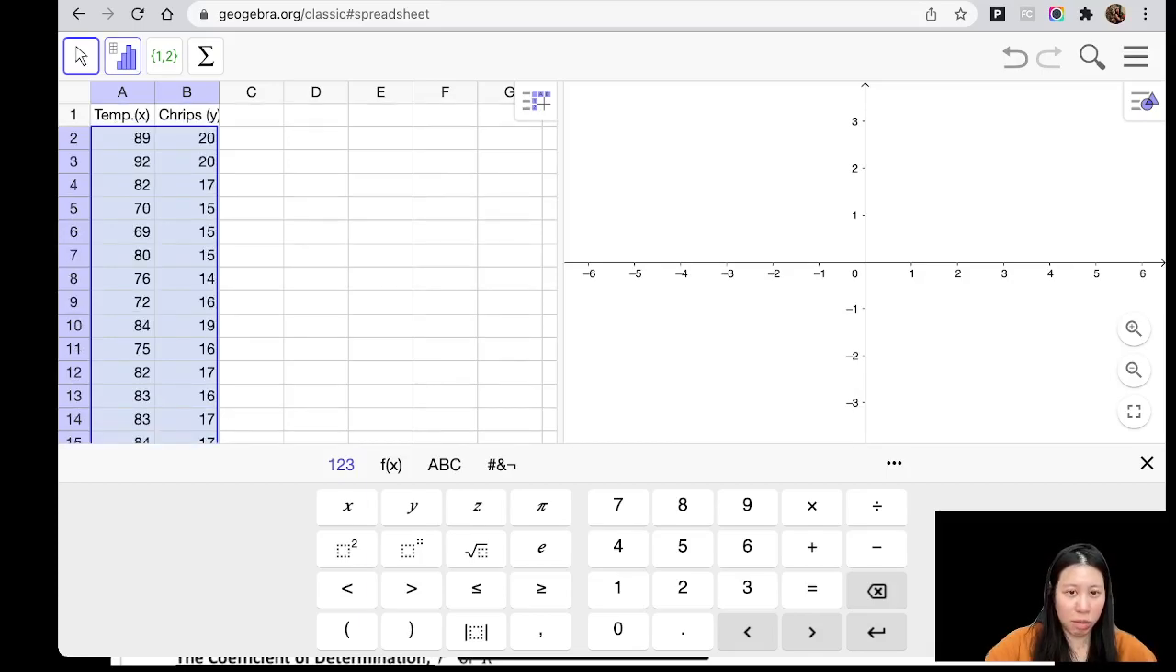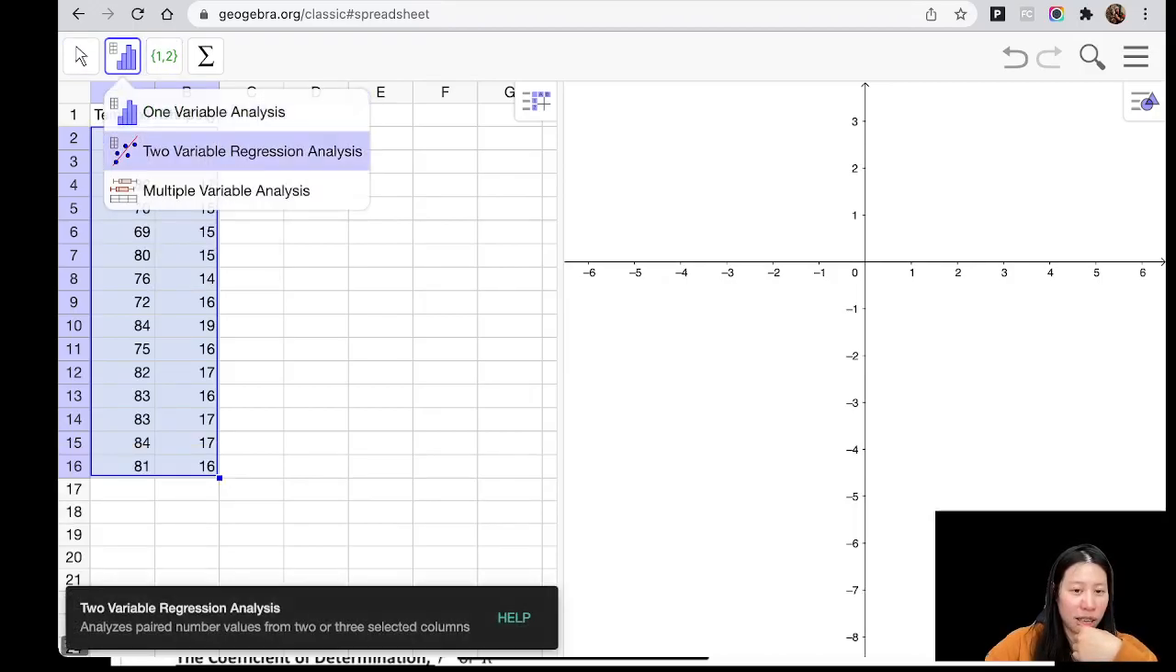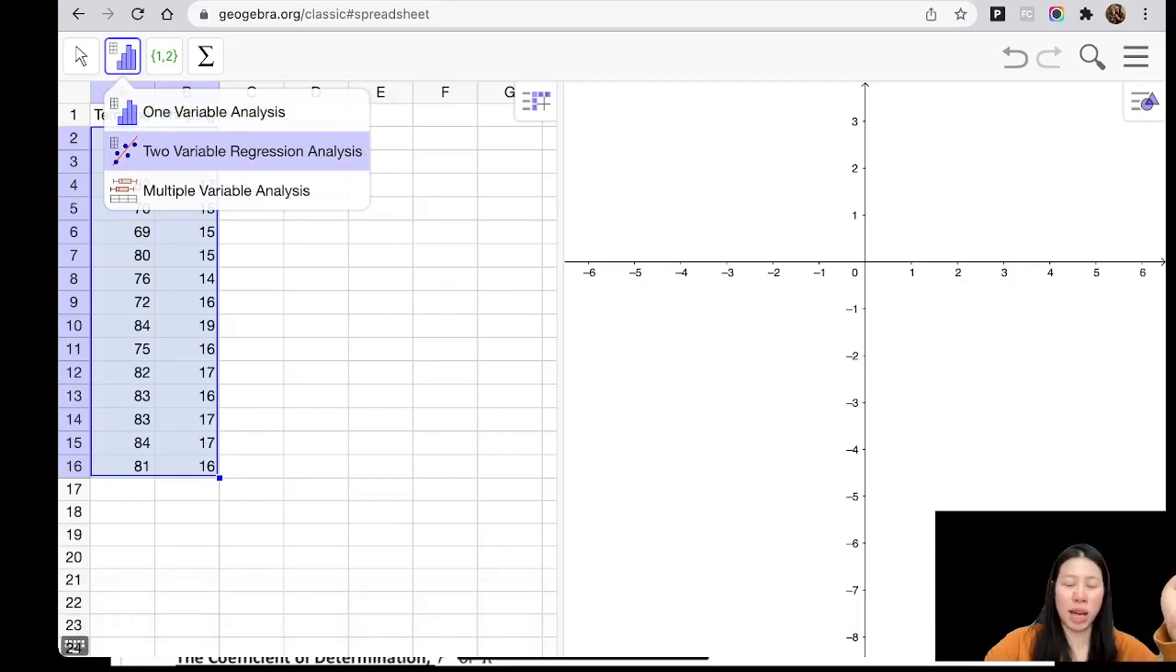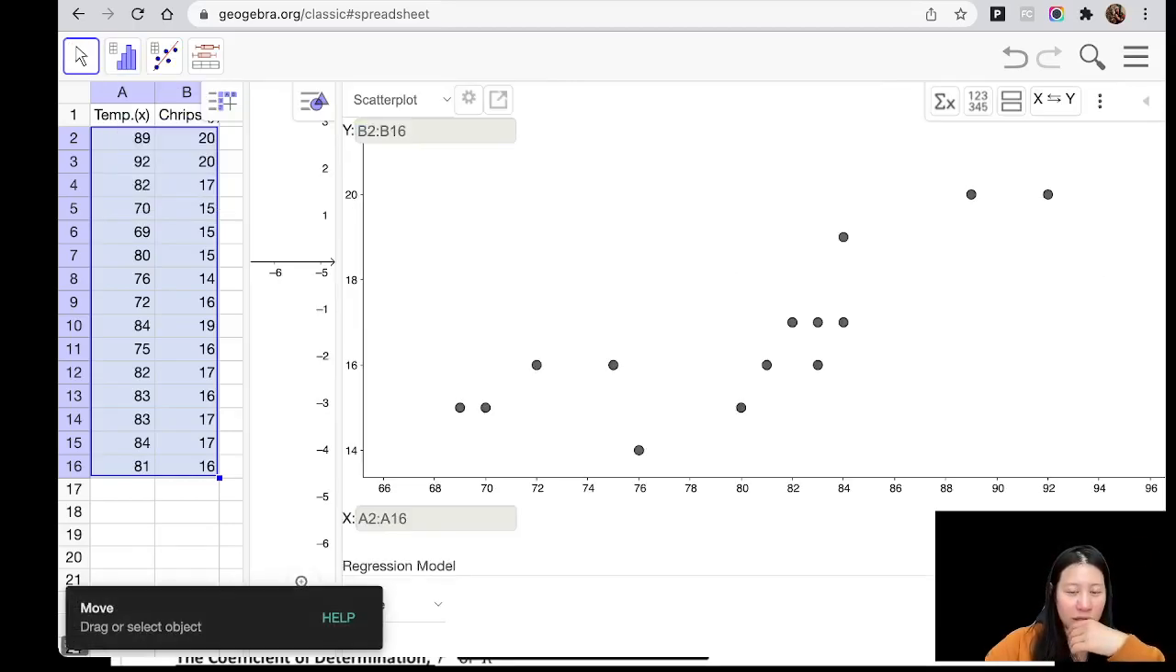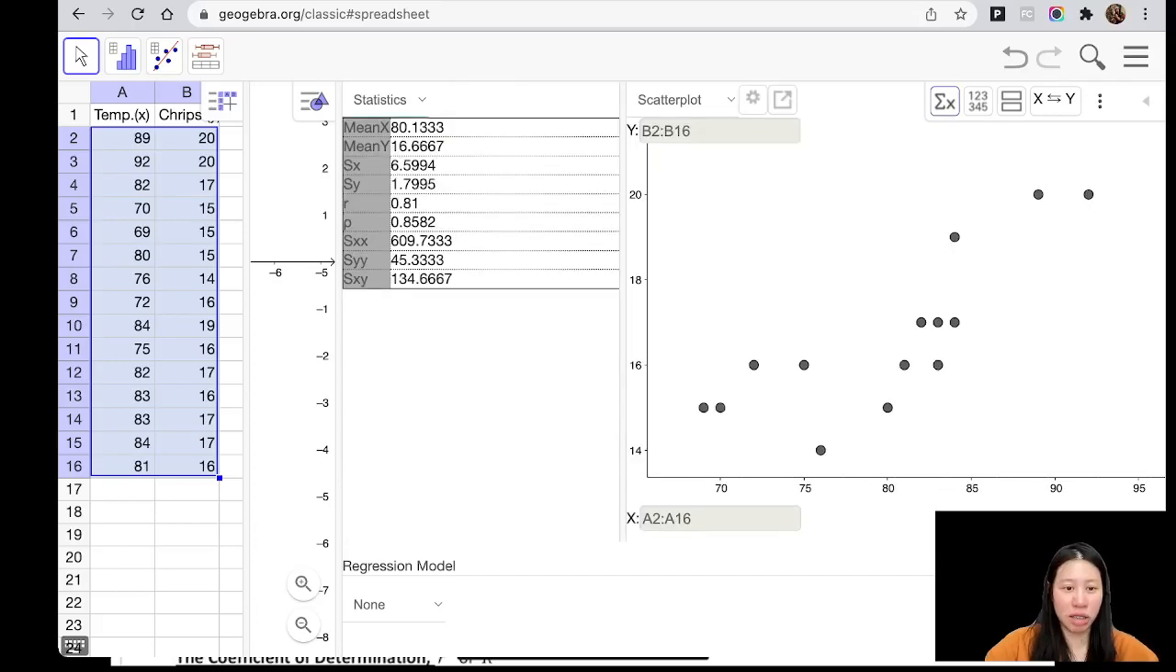We highlight the data and then select the histogram icon. Do you see this icon at the upper top? We click it, and we choose two variable regression analysis, since we have two variables, X and Y. And see, there is our scatter plot. And then if we choose show statistics, we will have the data that we need in here.